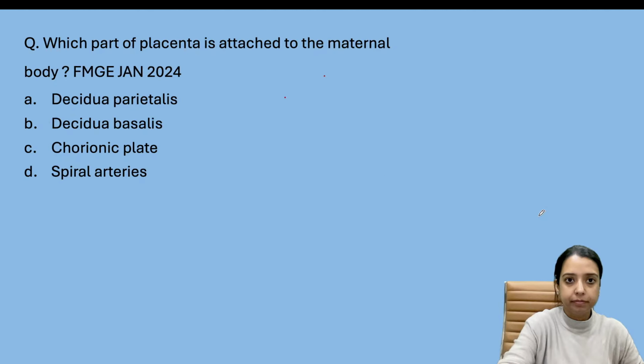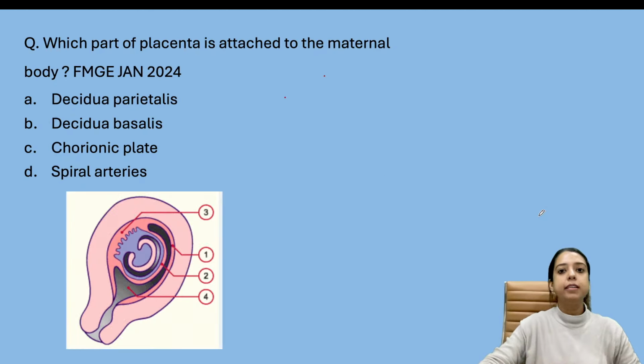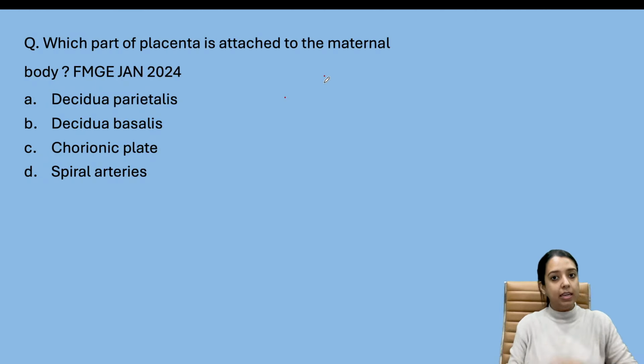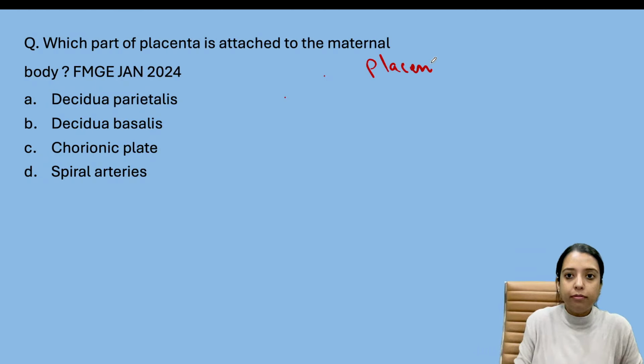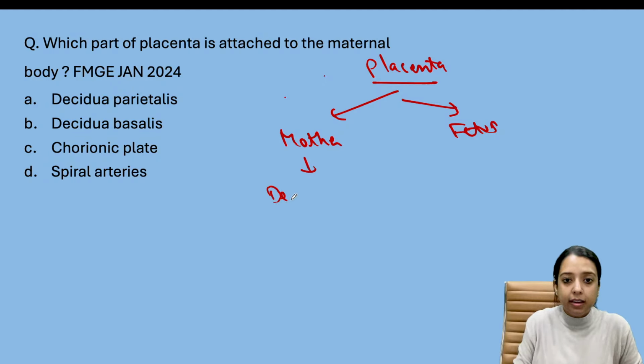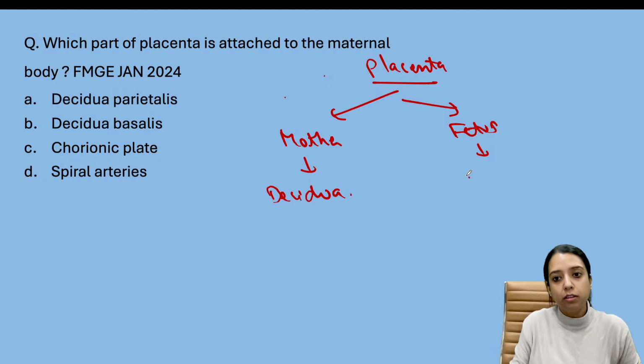Okay. Now, when the placenta forms, the question is which part of the placenta is attached to the maternal body? See, the placenta is formed of 2 parts. The placenta gets its contribution from the mother and from the fetus. Both of them contribute and form the placenta. The maternal part is called decidua and the fetal part is called chorion.